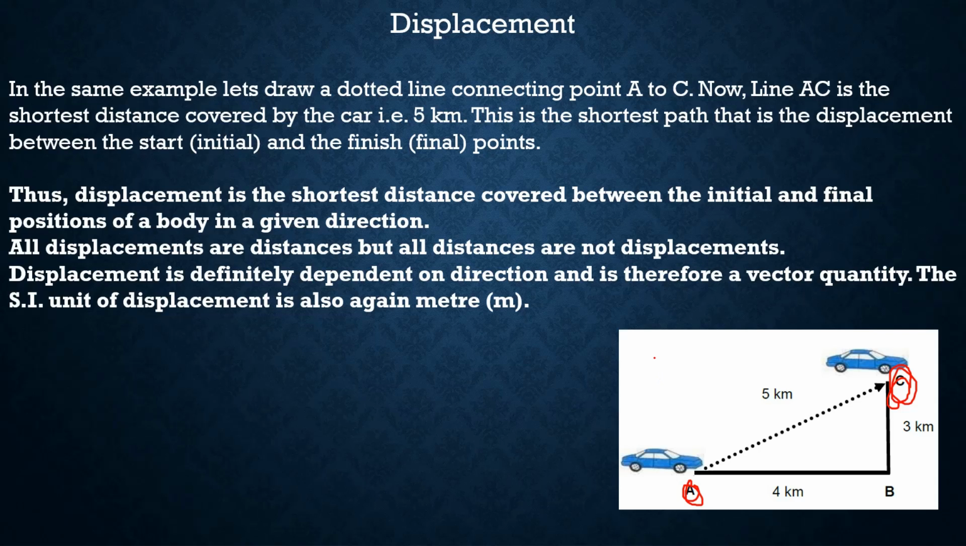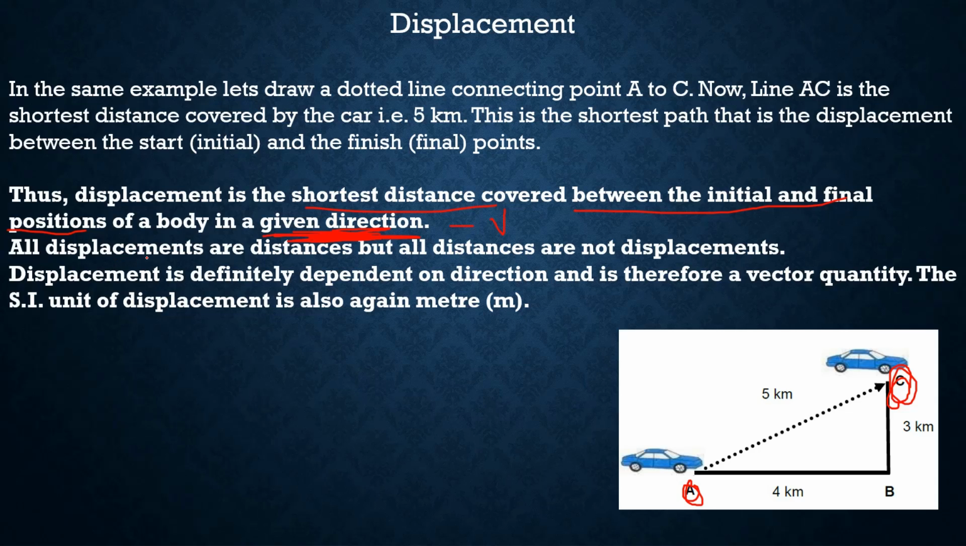Now what is displacement? Displacement is the shortest distance, as you saw earlier. Distance 7 kilometers, displacement is 5 kilometers. So displacement is shorter. Displacement is the shortest distance covered between the initial and the final positions of a body in a given direction. From this, where I've underlined given direction, you can guess that this is a vector quantity.